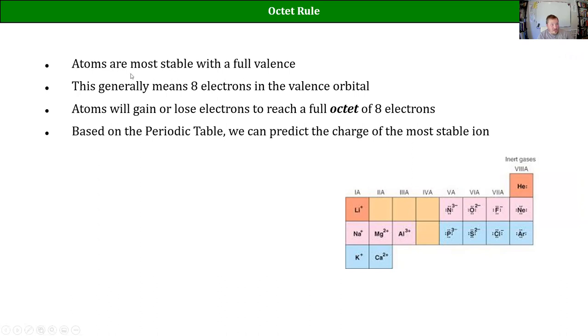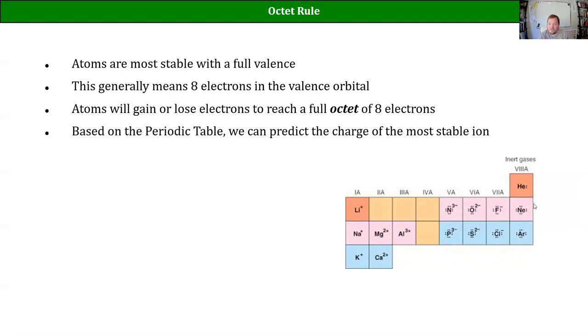And it's just based around the idea that atoms are most stable with a full valence shell. So this is something we've actually been talking about for a while. We're just formalizing it so you're familiar with the term octet rule. For most elements, that means that, especially for nonmetals, things are going to be the most stable when they have 8 valence electrons.